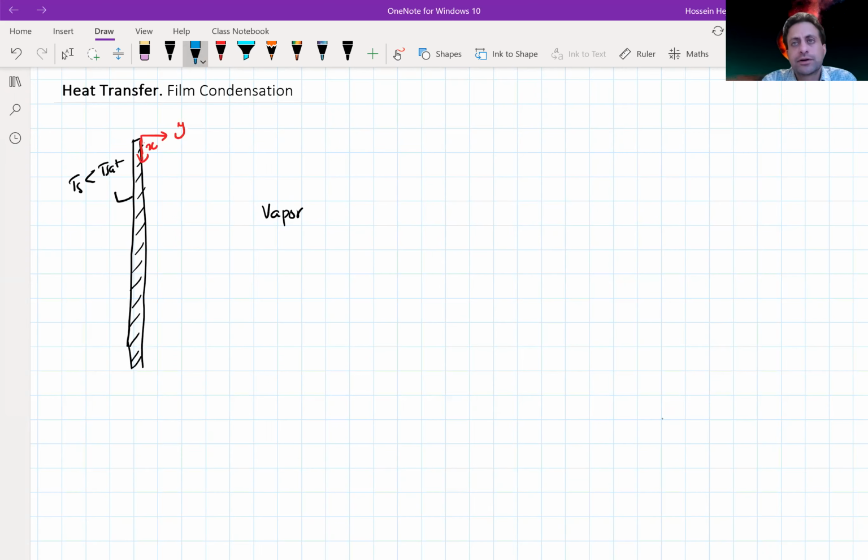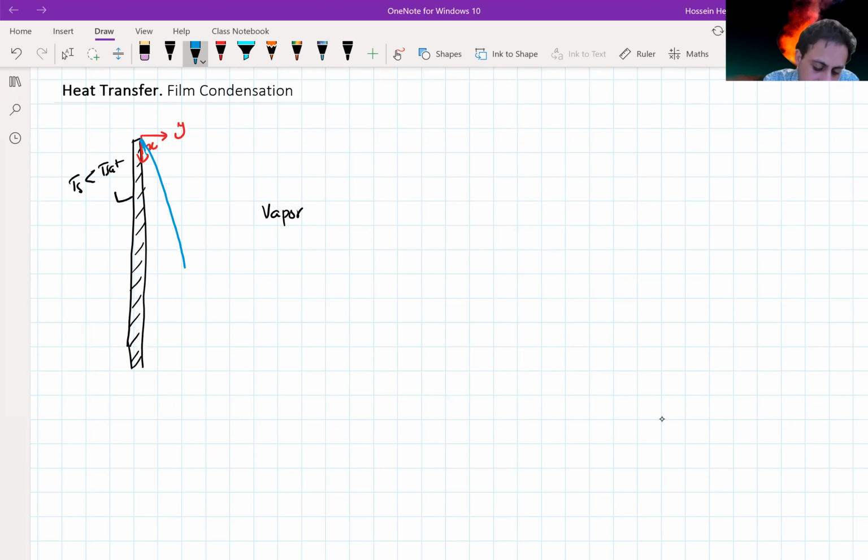And let's assume we have film condensation. It's not just drops. We are getting a continuous film of condensation. Initially, the mass is going to be zero, like at the top of the surface. And as we go down, we're going to see the addition of condensate that is forming on the solid surface. So we would have a development of a condensation film.